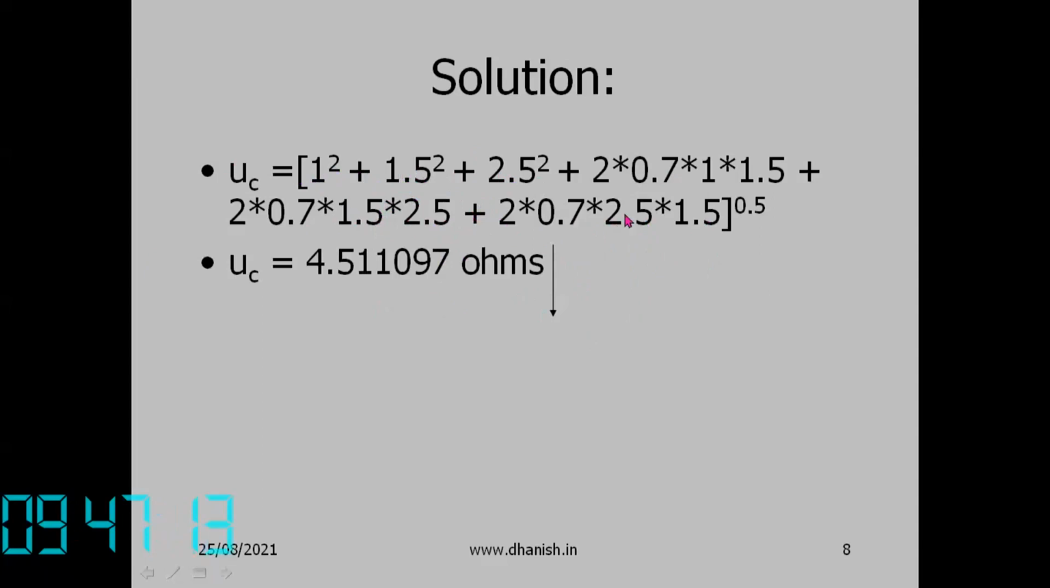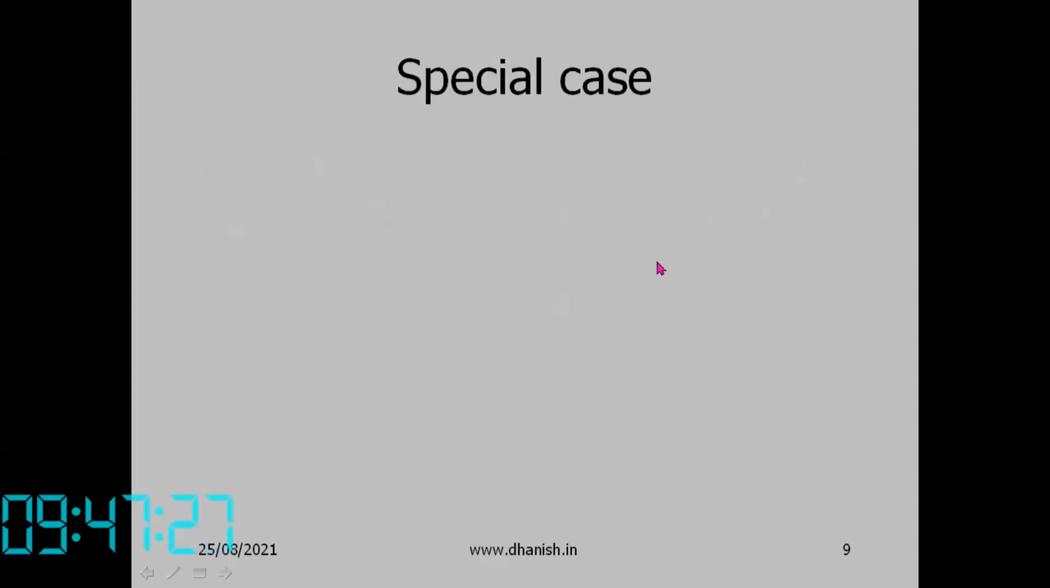So anyway, this line there's a mistake. One of these should be 2.5 into 1, 1 into 1.5, then 1 into 2.5, then 1.5 and 2.5. Okay.